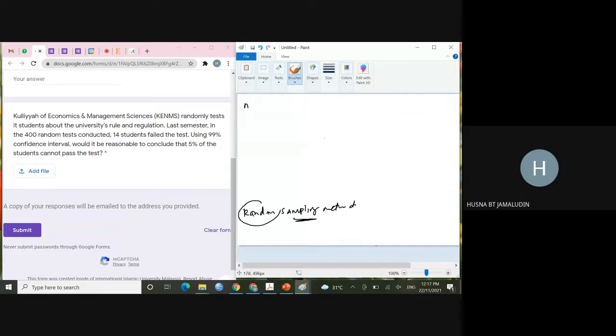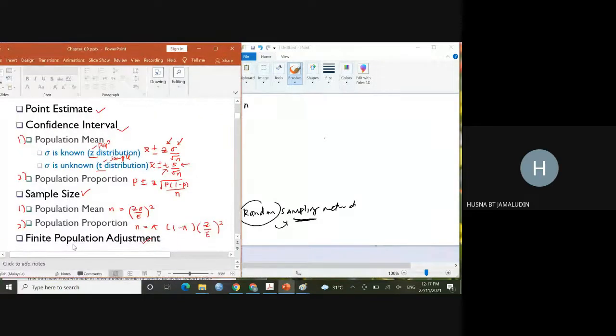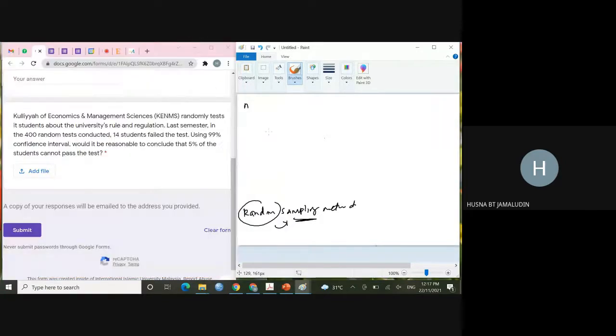So random refers to a sample method that you use. Make sure that you know, because if 400 is a population, you have to use a different formula, which is finite population adjustment. So you have to be clear whether it is capital N or small n. This is small n because you sample it randomly, which is 400.